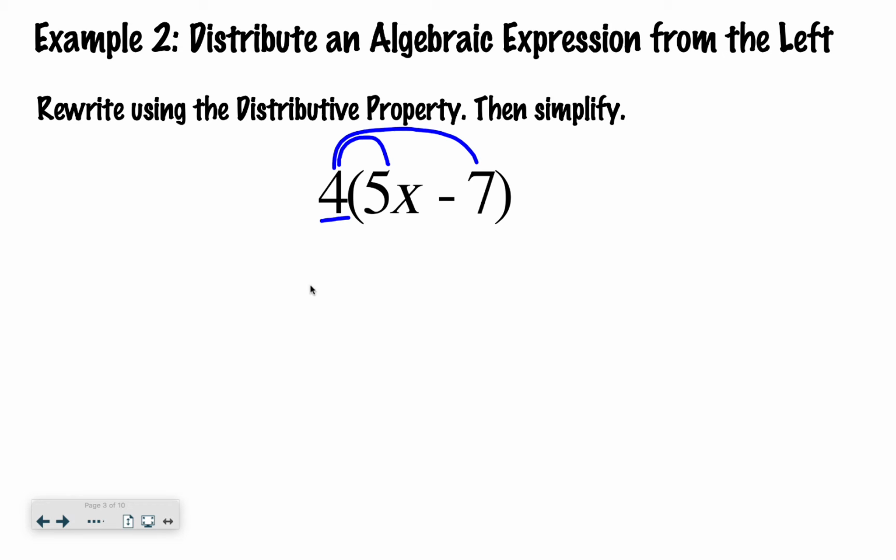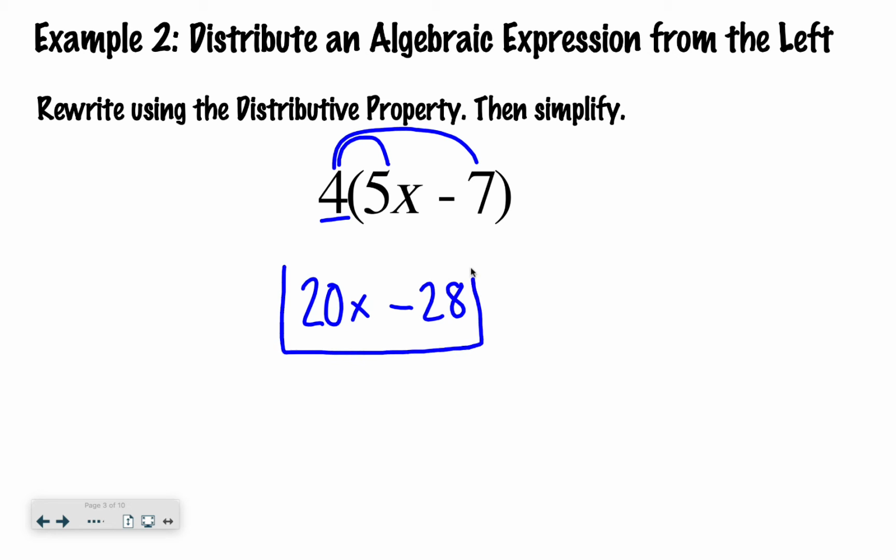So 4 times 5 is 20, and then there's also an x with that. So I leave the x just tagged on to that number 20. And then I have minus 4 times 7 is 28. And this is my final answer.